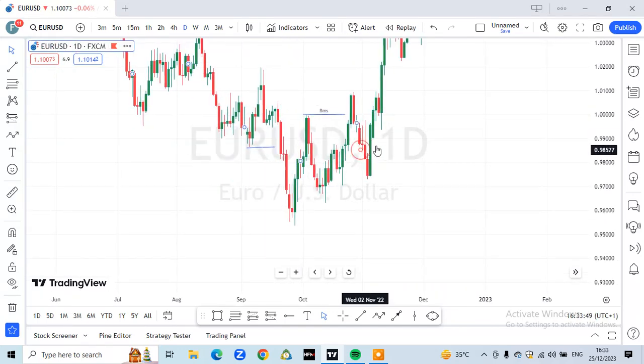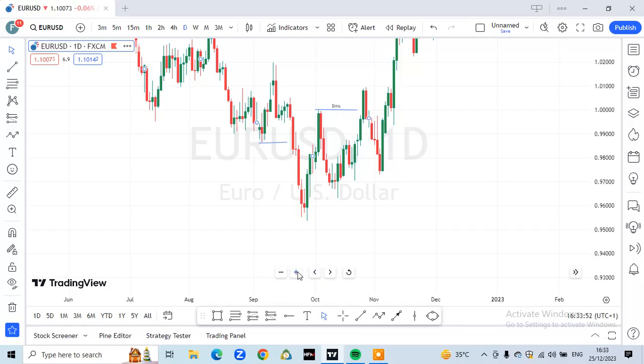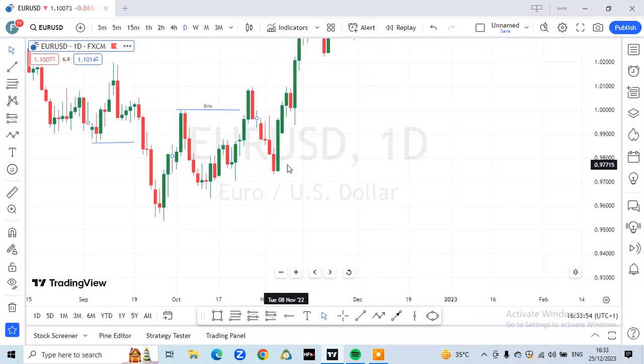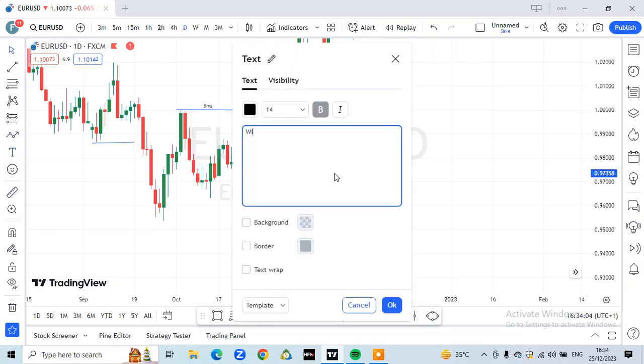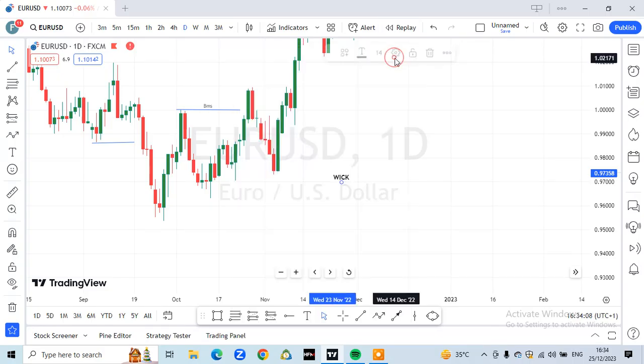See how clear this is on your daily time frame. Can you see? On the weekly, this was a wick. This was a wick. It's irrelevant. So it's broken by a wick, right?